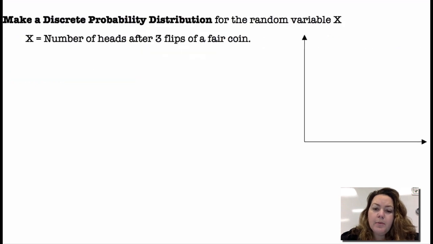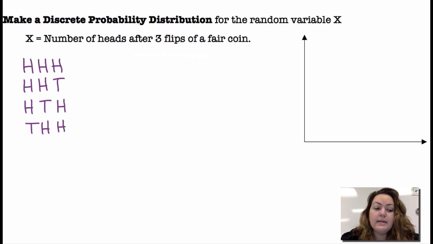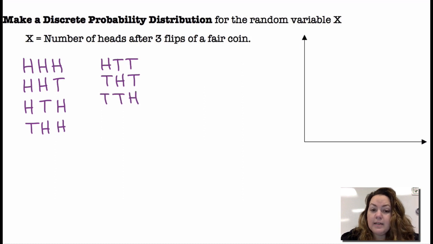So make a discrete probability distribution for the random variable x, all right? So that's our random variable's name. We're calling it x, and then we're defining x as the number of heads after 3 flips of a fair coin. So we've looked at this before when we did probabilities. If we have 3 flips of a fair coin, I could get heads, heads, heads. I could get heads, heads, tails. I could get heads, tails, heads. I could get tails, heads, heads. I could get heads, tails, tails. I could do tails, heads, tails. I could do tails, tails, heads, or tails, tails, tails. Those are all of the possibilities.